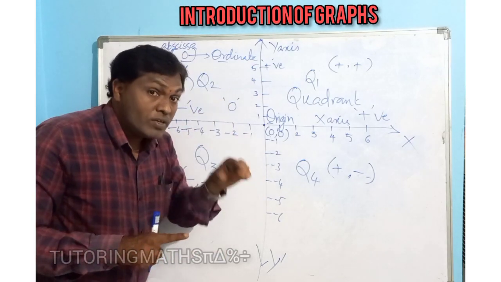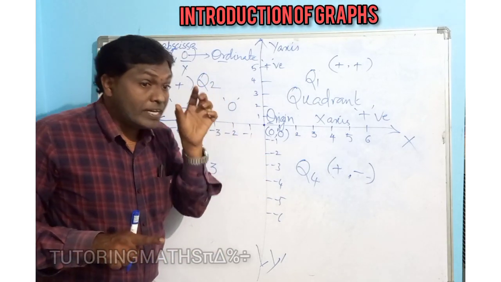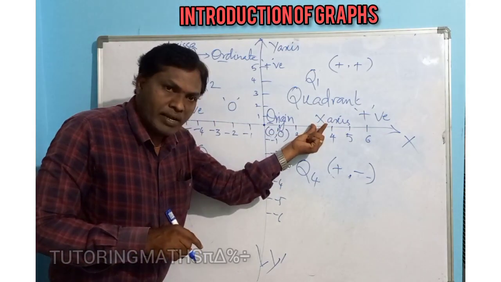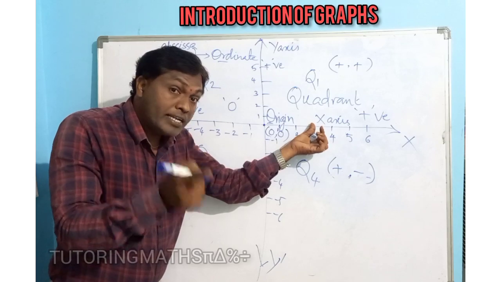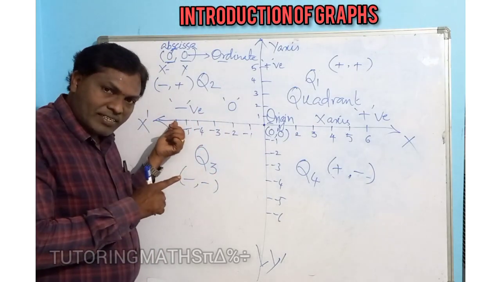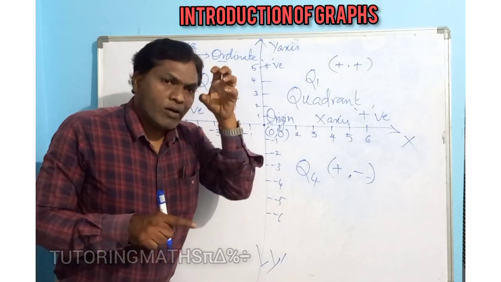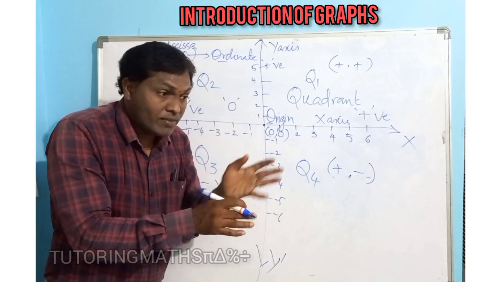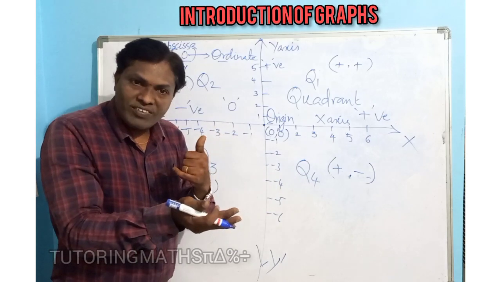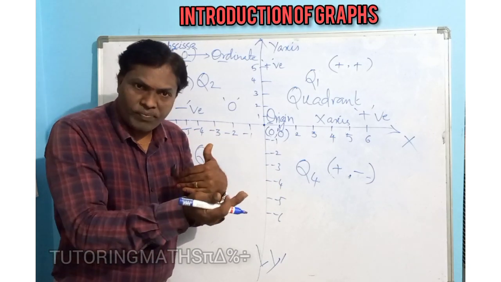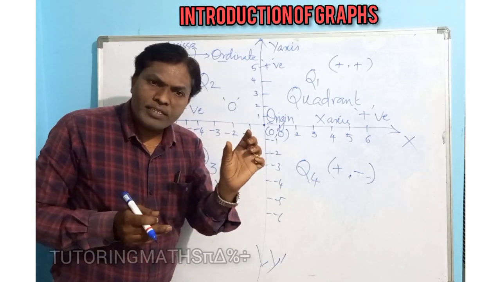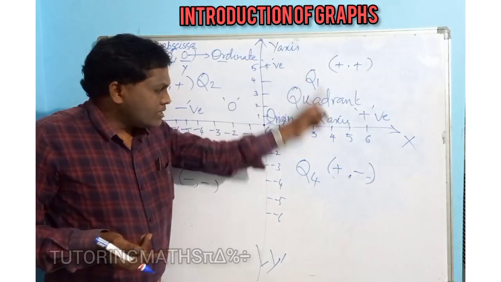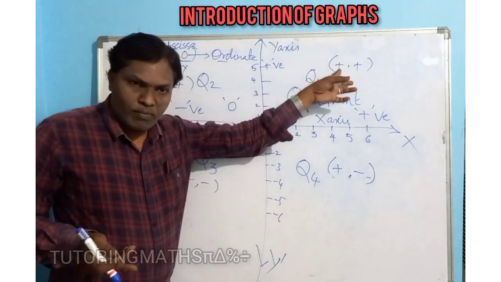If the x coordinate is positive, then go to the right side. And if the x coordinate is negative, come to the left side. So observe the coordinate first. What have they given? Have they given positive positive, or negative positive, or both negative? According to the given point, we can plot that point on the graph paper. So this is the method of how to plot the points.